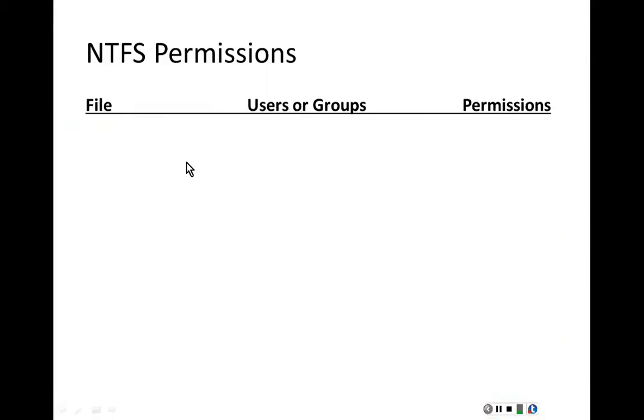In NTFS permissions, we have three variables to configure. What file are we talking about? For example, the inventory database. Which people we're talking about giving permissions to, in this example, everyone. And what permissions do we want to give? In this example, we will give the read permission. The inventory database is not confidential. We want everybody to be able to look at the inventory database to see what we have for sale, but the only permission that they will have is to simply read to see what's there.